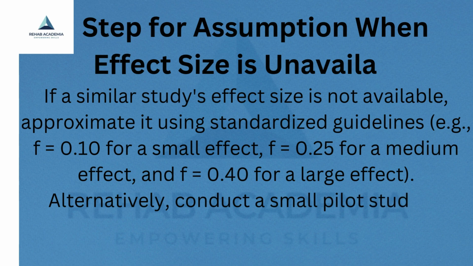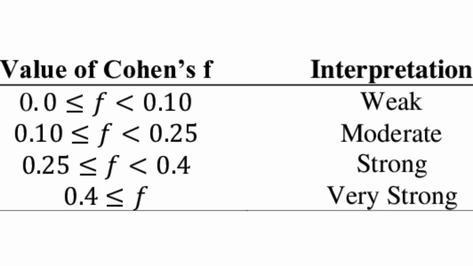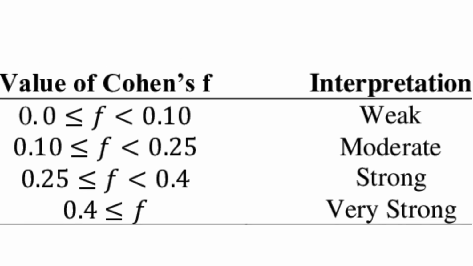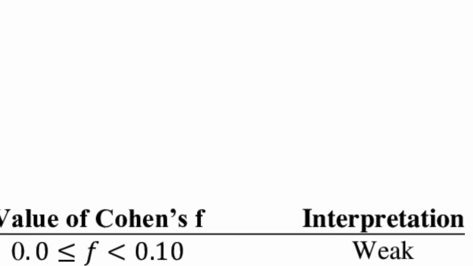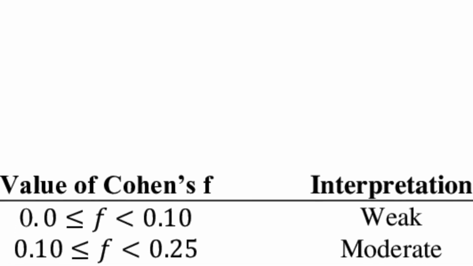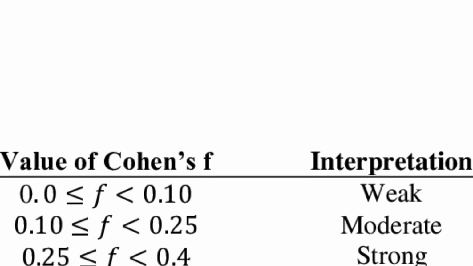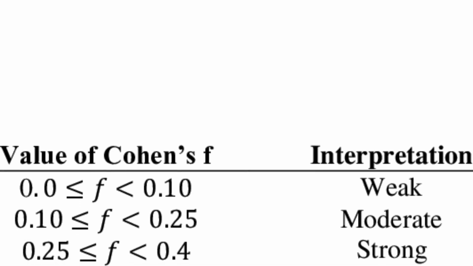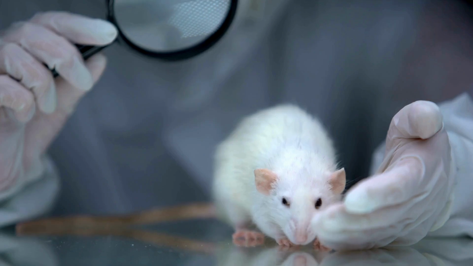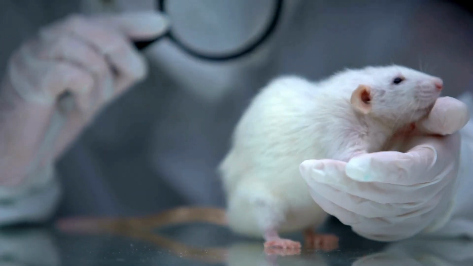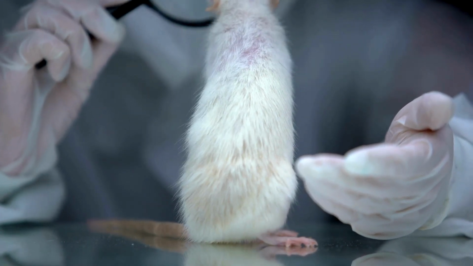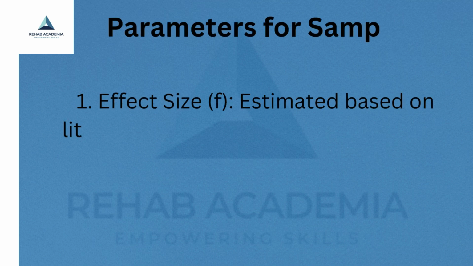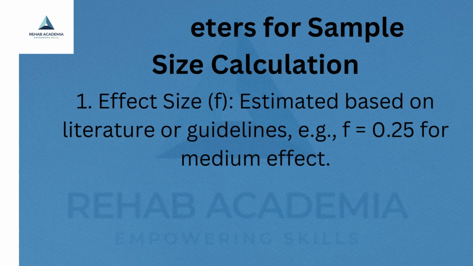If the effect size from similar studies is unavailable, you can use standardized guidelines to approximate it. For instance, guidelines suggest using F =0.10 for a small effect, F =0.25 for a medium effect, and F =0.40 for a large effect. Alternatively, you may consider conducting a small pilot study to estimate the effect size based on your specific context and intervention. Now we will enter the parameters for sample size calculation in GPower.